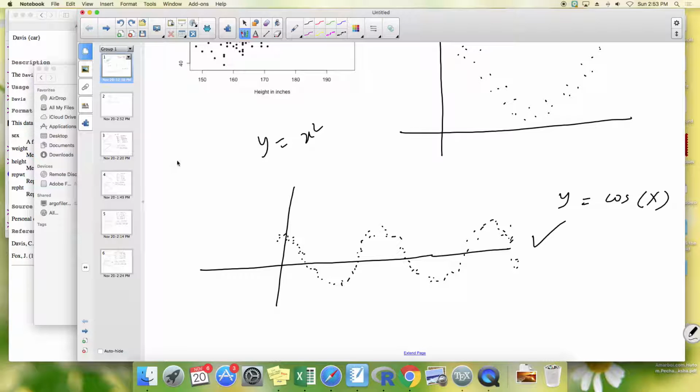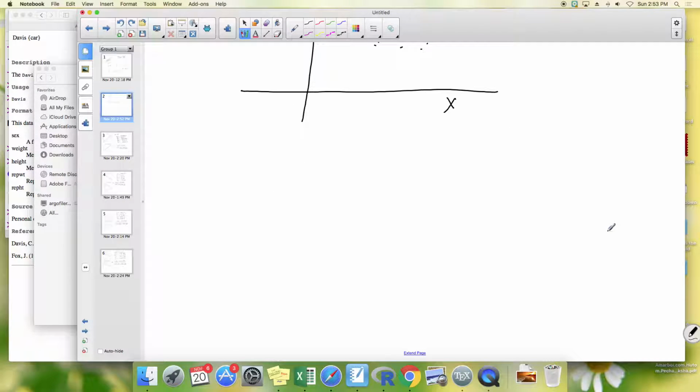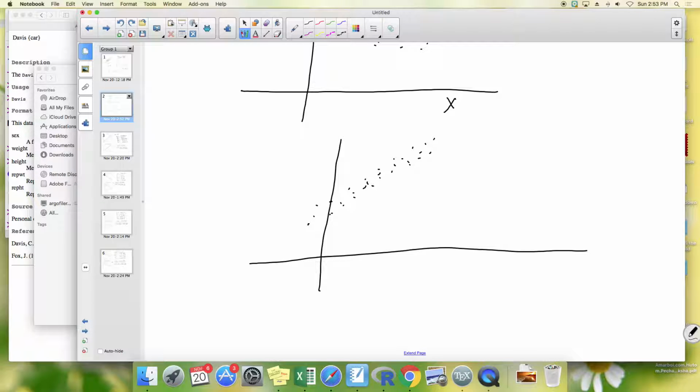You look first. Now the kind of graphs we are interested in in this chapter is linear graphs. That means where the points follow a straight line. Almost a straight line. So that's why this chapter is called linear regression.